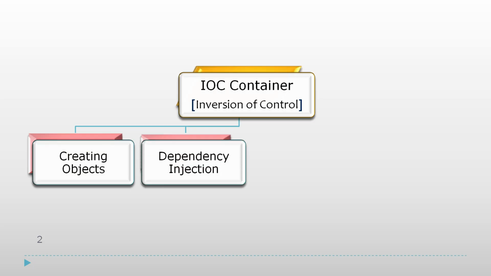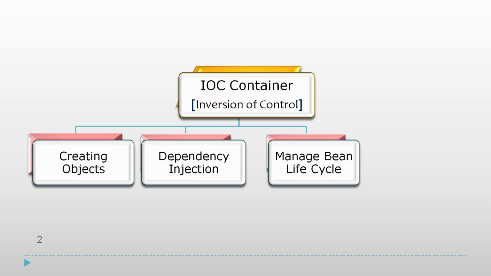Next, Dependency Injection. Configuring dependencies via Dependency Injection means injecting dependent class object into target class objects. Next, manage bean lifecycle. Managing entire lifecycle of Spring Beans from instantiation to destruction, like create the objects, provide data to the objects, link one object to other objects, finally destroy the objects.